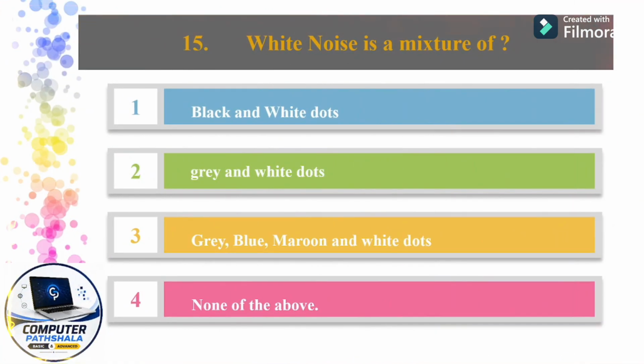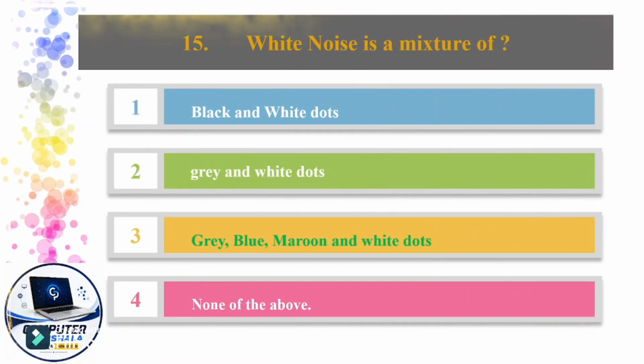We'll move to the next question now. White noise is a mixture of black and white dots, gray and white dots, gray, blue, maroon, and white dots, and none of the above. Think quickly, your timer has started. Okay, so the correct answer is option number 3, gray, blue, maroon, and white dots.